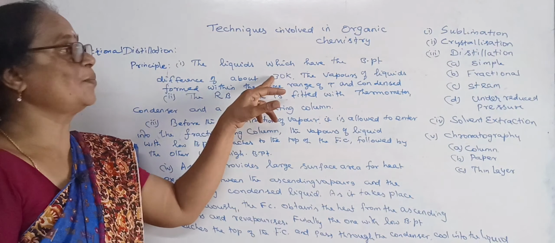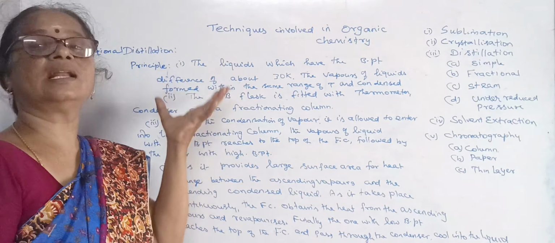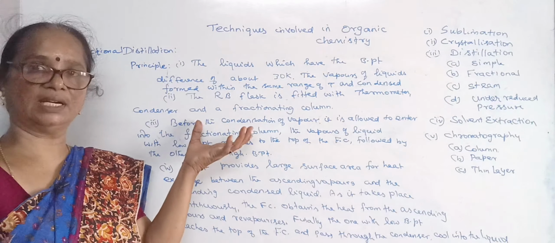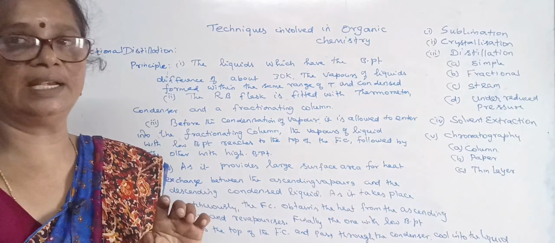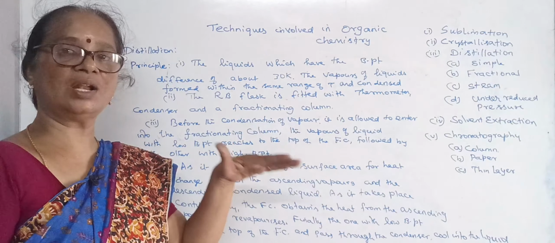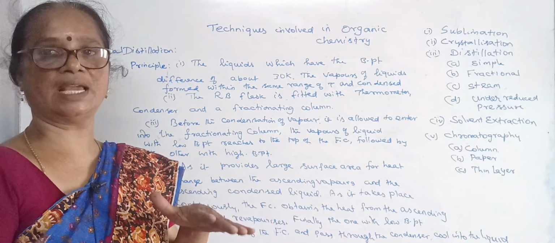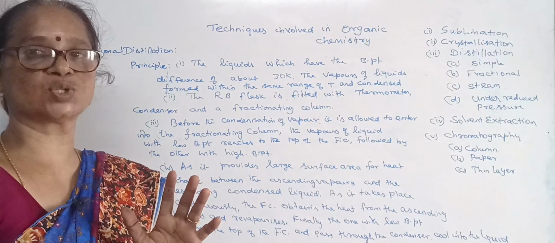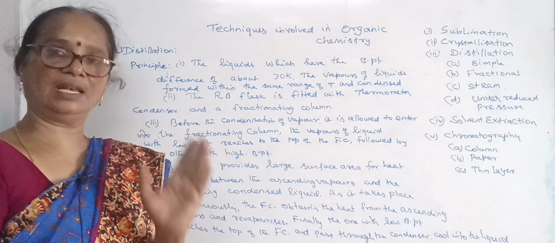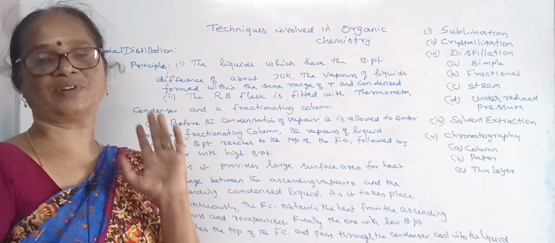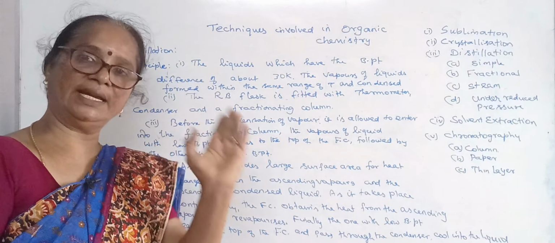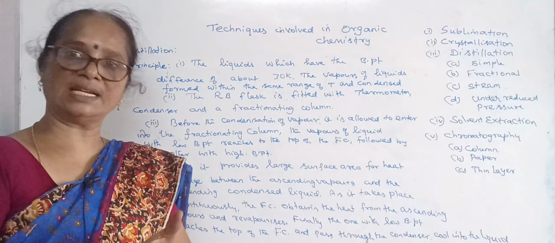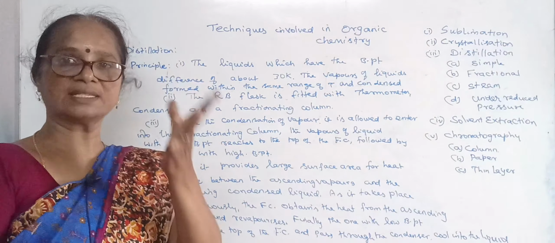So, in order to separate one from the other, the round bottom flask is fitted with the thermometer and condenser along with the fractionating column. The fractionating column provides a large surface area and it has different patterns also. When the vapors of the liquid are allowed to pass through the fractionating column, they go in a zigzag manner, by which they lose their heat because of doing some work.